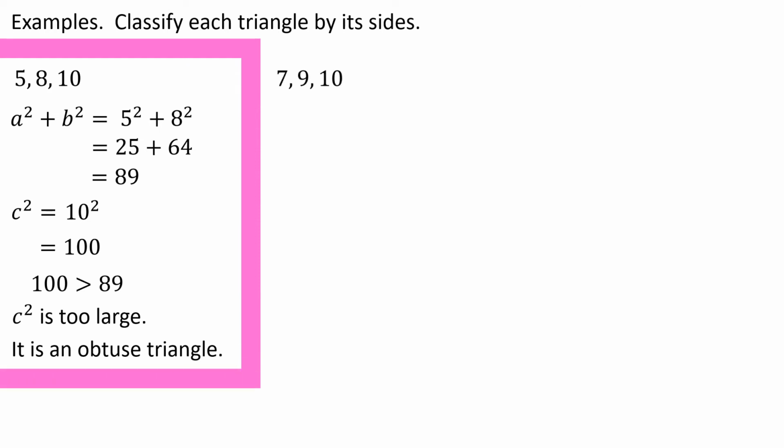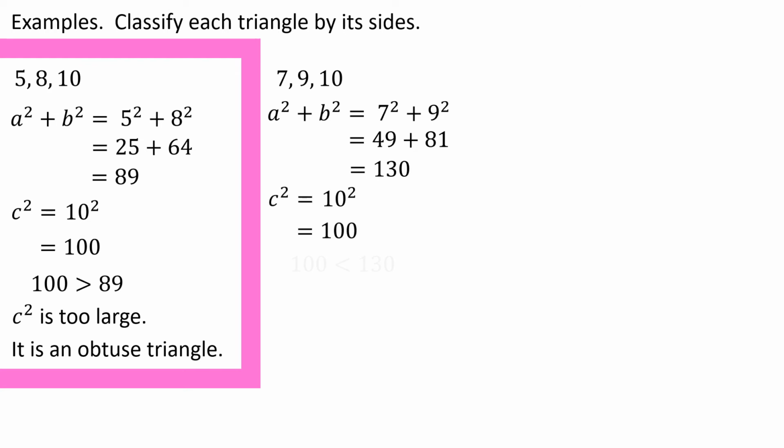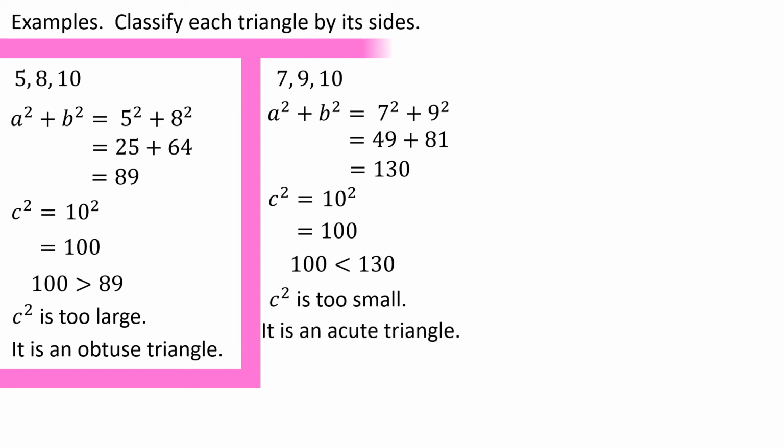How about 7, 9, and 10? Well, what is a squared plus b squared? 130. What is c squared? I bet it's going to be 100 again. No. Hey, 100 is less than 130. C squared is too small, so it is an acute triangle.